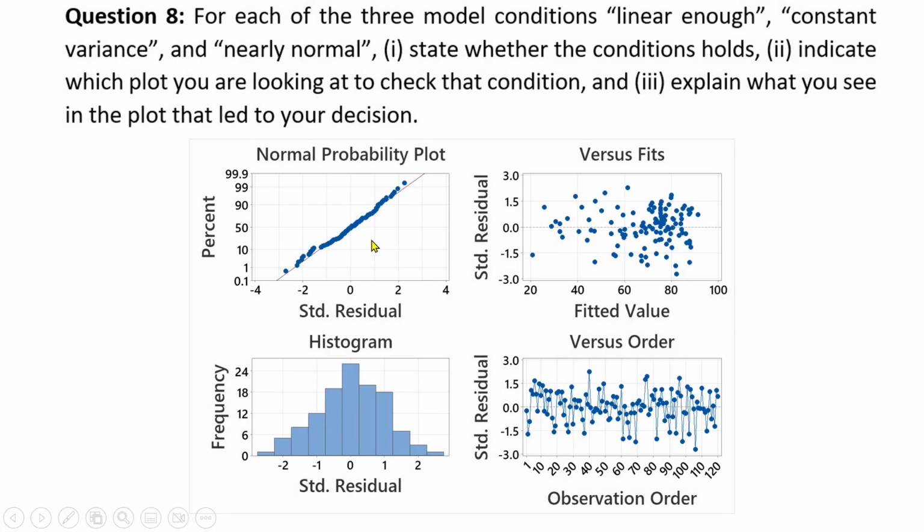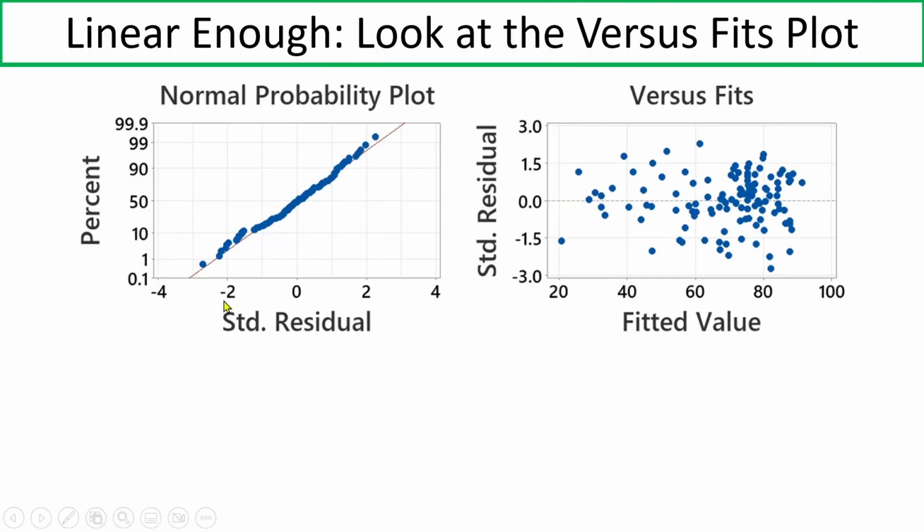Great. So now we reach the last question, where we're just going to check our model conditions: the linear enough condition, constant variance, and nearly normal. Probably on the final exam, when it comes to a question about conditions, you'll be given a graph that looks something like this one. It's going to have all four of the plots that Minitab outputs. But really, the only two plots that matter are the first ones.